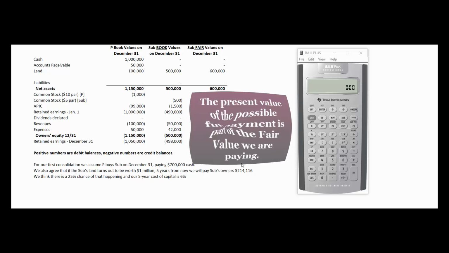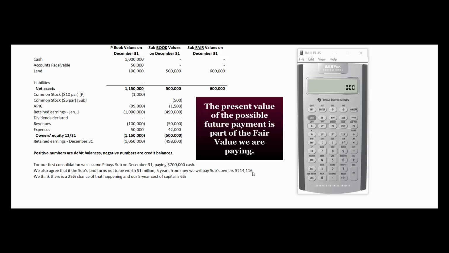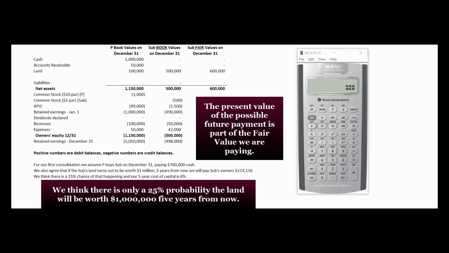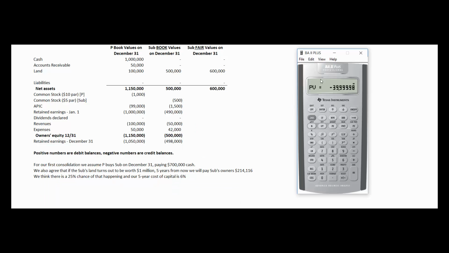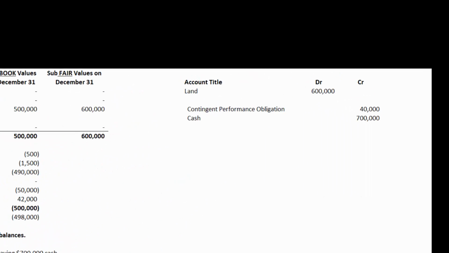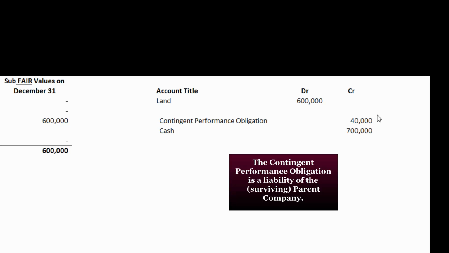Well, first of all, let's find out what the present value is of this $214,116 that we have a 25% chance of paying 5 years from now. So let's go into our financial calculator. Let's clear the third row. And 5 is the N, 5 years from now. Our cost of capital is 6, so 6 is the I. We're going to take that $214,116, multiply it times 25%, and that's going to give us the future value. And then we're going to hit compute PV and discover that it's worth, let's round that up to 40,000 bucks. So that contingent performance obligation is worth $40,000 today.